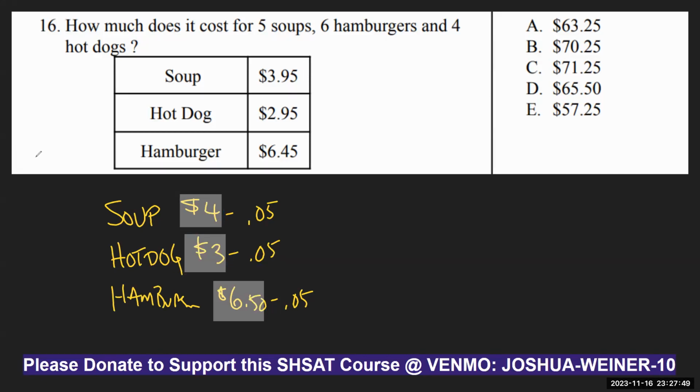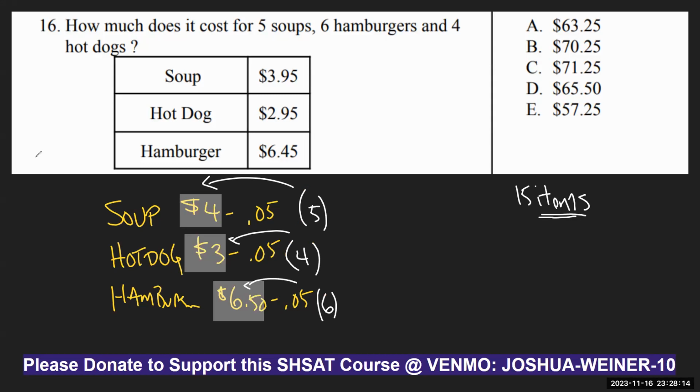Okay, so we're buying 5 of these. How many hot dogs? 4 in this group. How many hamburgers? 6 hamburgers. Okay, so what I'm going to do is do these prices. And then we have 9. It's 15 items. 15 items.